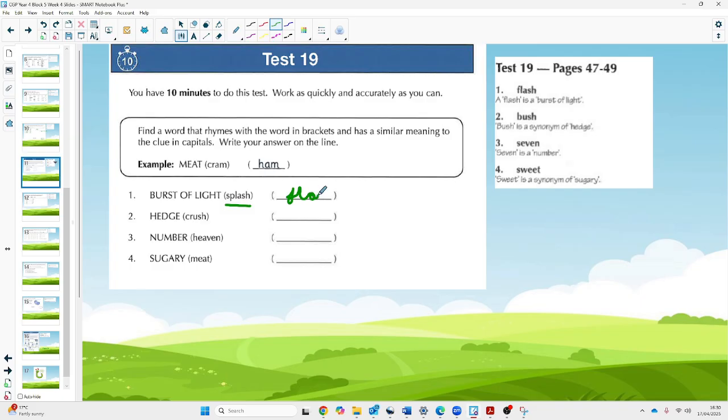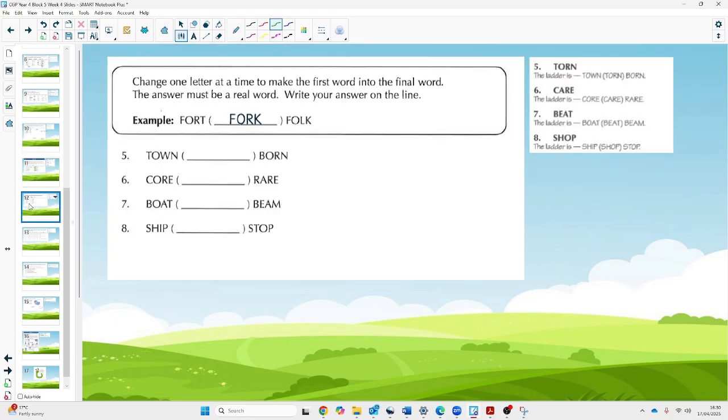So well done again if you managed to spot that and you managed to work out the clues. Hedge, we need another word for hedge, and this one will be bush. I don't quite agree with it rhyming with crush, but anyway, bush is certainly another synonym for hedge. And then we've got heaven, and that will be seven. That does rhyme. And then we've got sugary, and it rhymes with meat, it'll be sweet. So again, well done if you managed to get all 4 of those. And let's have a look then at the next set of questions.